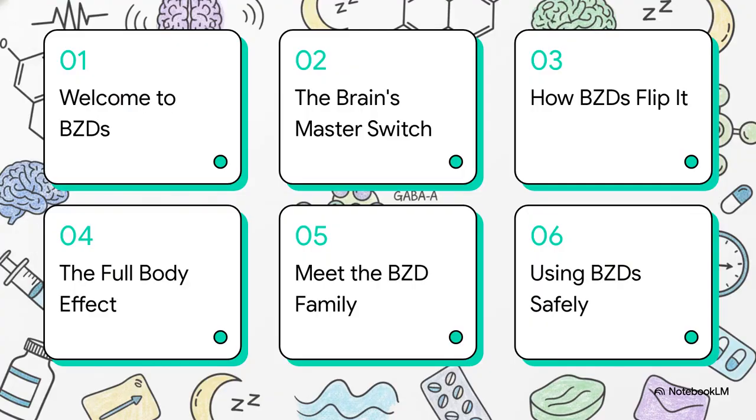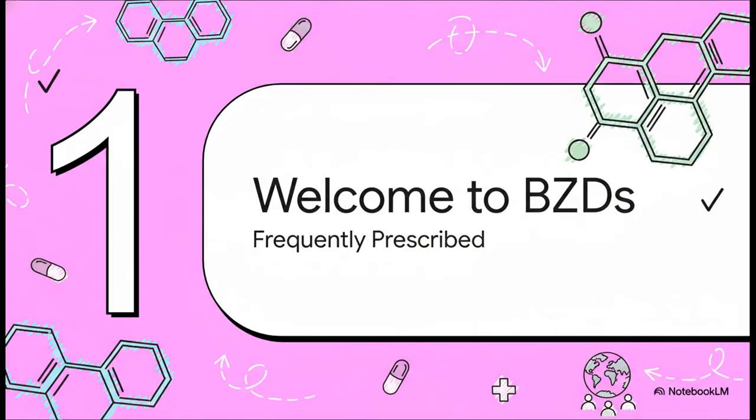So here is our roadmap for today. First, a quick introduction to the world of BZDs. Then, we'll dive deep into the brain to understand the master switch they target. After that, we'll see exactly how they work, what they do to the whole body, meet the different members of the family, and then the most crucial part, how to use them safely. A pretty straightforward plan, right? Let's get into it.